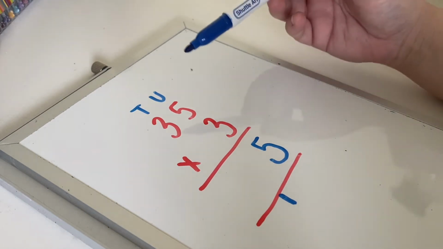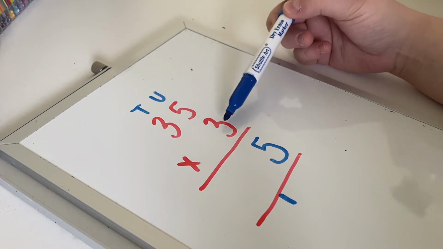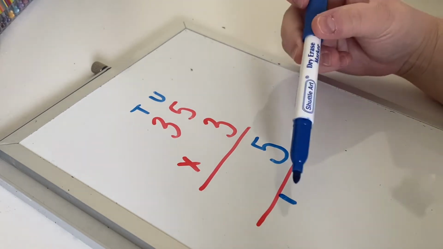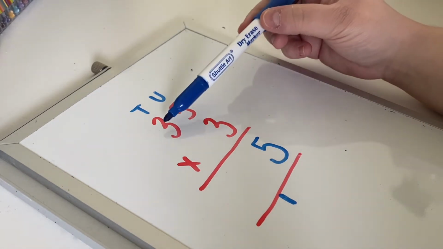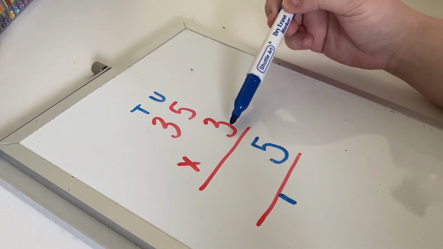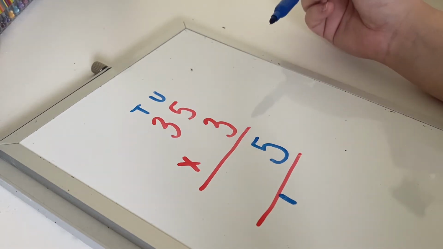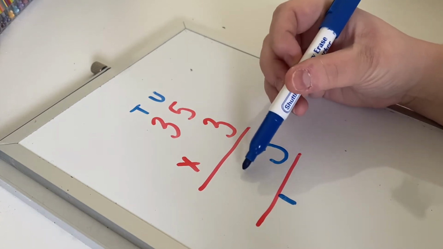So yes, carrying on, we've done our units. 5 times 3 is 15. We leave that just now. We go on to the next one. 3 times 3. We know 3 times 3 is 9, and we would be writing 9 here.